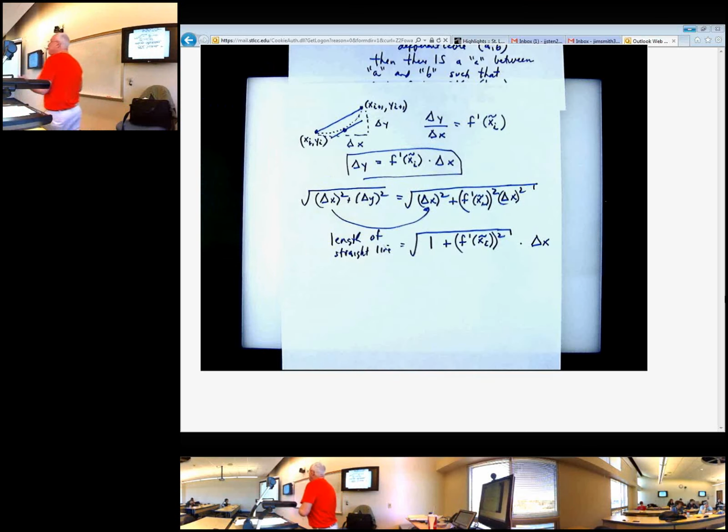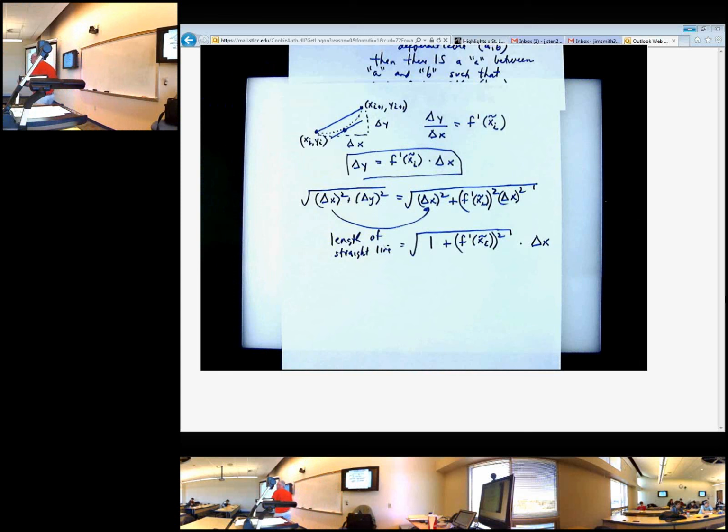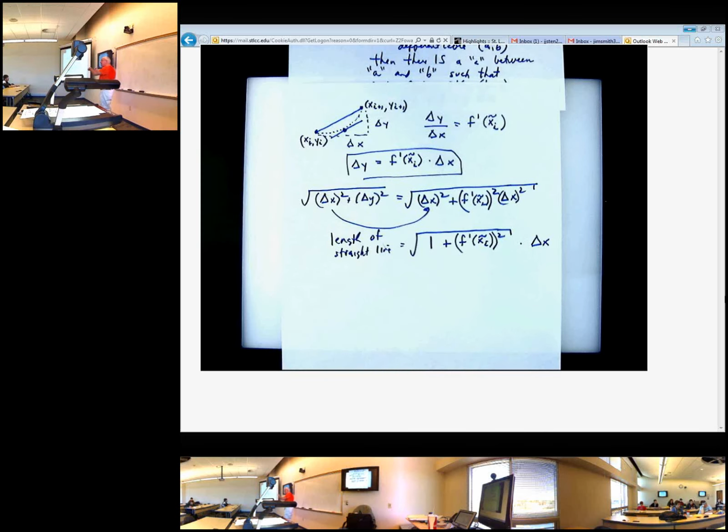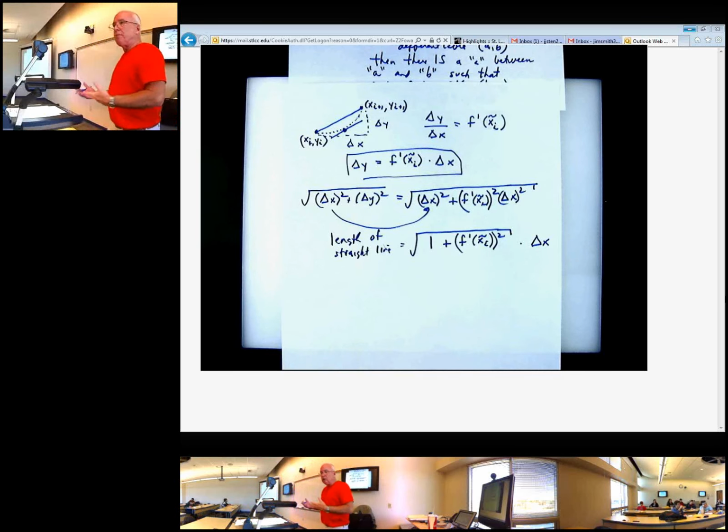The 1 is from delta x squared divided by delta x squared. I'm dividing both of the terms under the radical by delta x squared, so both of the x squareds here and here will both go to a 1. But at the same time, I then have to multiply on the outside by delta x. Otherwise, I change the whole thing. All right, so this is all leading up to my formula.